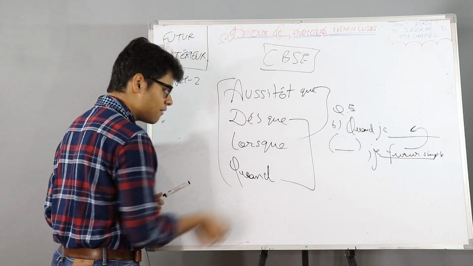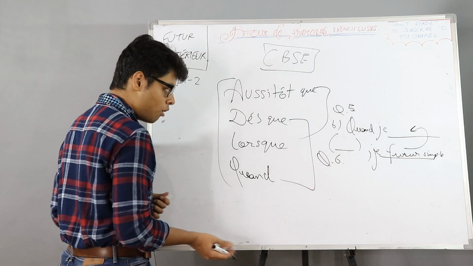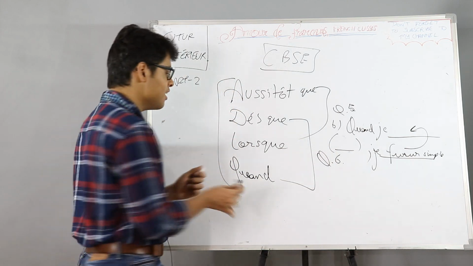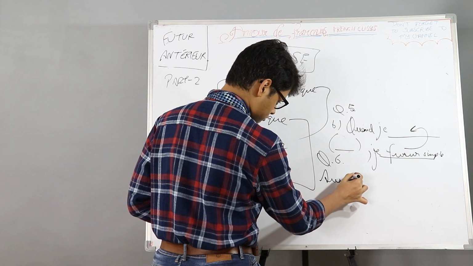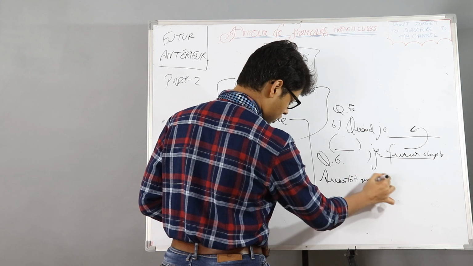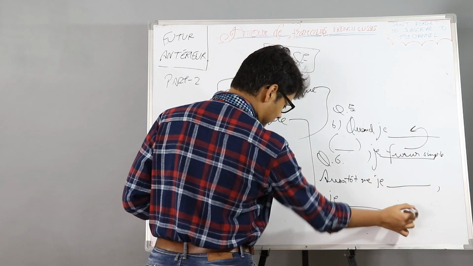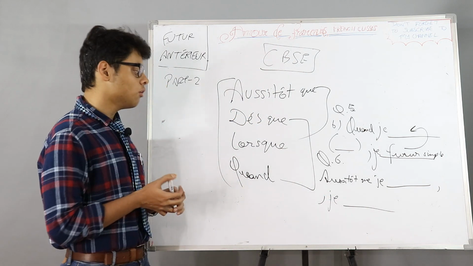Say question number 5 is "mettez au temps convenable", question number 6 is "mettez au futur antérieur et futur simple". Then what will you do? Suppose "aussitôt que je" dash a verb, then comma, "je" dash a verb. One has to be futur simple, one has to be futur antérieur.